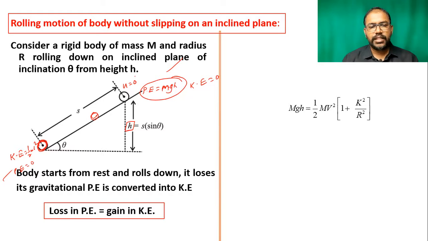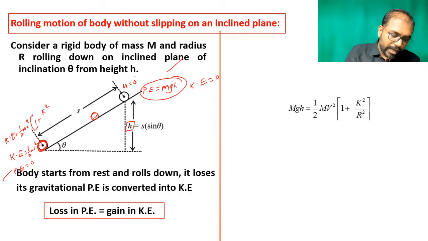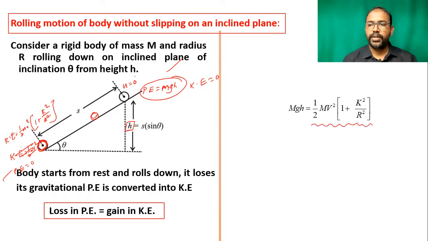Now basically you can see here, this body is rolling. So here at the bottom, the body has kinetic energy. I have written only mv square here. Kinetic energy is half mv square into 1 plus k square by r square. This is the kinetic energy. Here, loss of potential energy is equal to gain in kinetic energy. We have written this kinetic energy because this body is a rolling body, and in the previous article, we already obtained the kinetic energy of the rolling body.